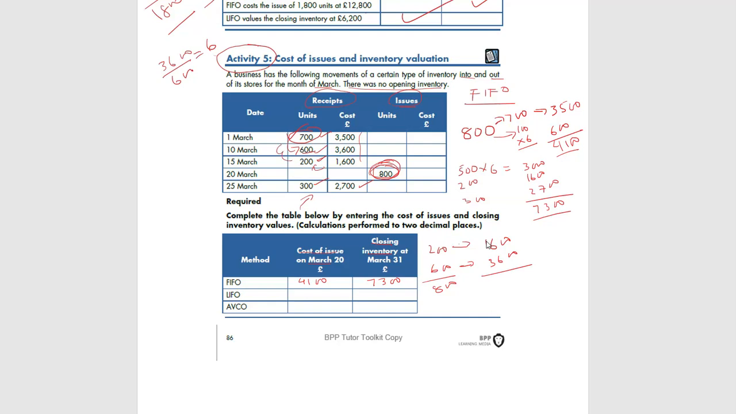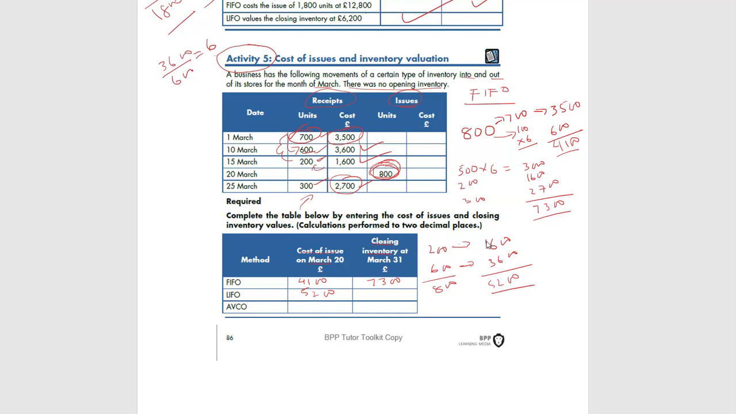So the value for these 800 units will be 1600 plus 3600, and that gives me 5200. So under LIFO, 5200 is my issue value, the cost of the issue. The closing inventory value will be: this one is gone, this one I used under LIFO, and this is what's left. If we add 3500 plus 2700, that gives me 6200. So you understand, 6200 is the closing value.